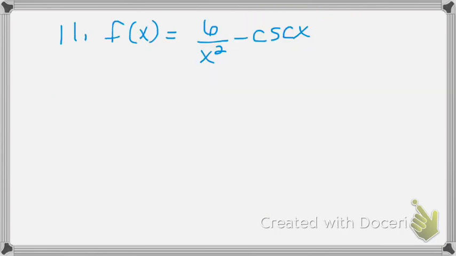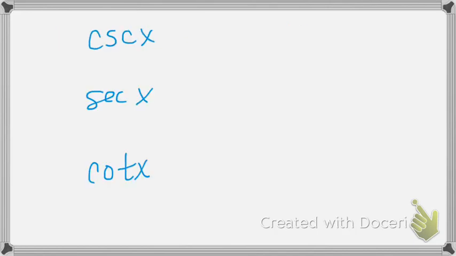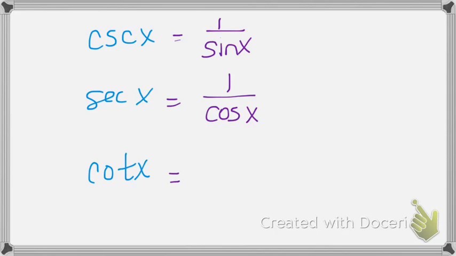Alright, we need to do one that has a trig function that's not sine, cosine, or tangent. And I just want to remind you real quick, I'll come back to it, but cosecant is 1 over sine of x, secant is 1 over cosine of x, and cotangent is 1 over tangent of x. There are rules for the derivatives of each of those, but I think that if you can just know how to change them and use the derivatives that way, it will be easier.